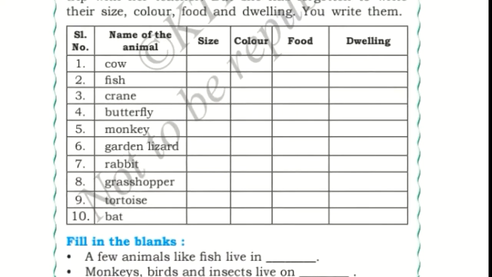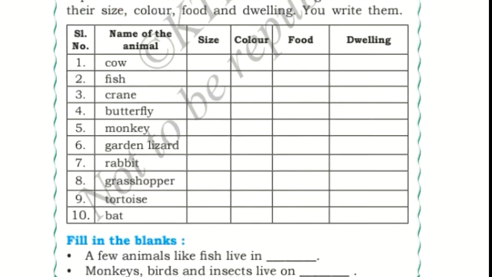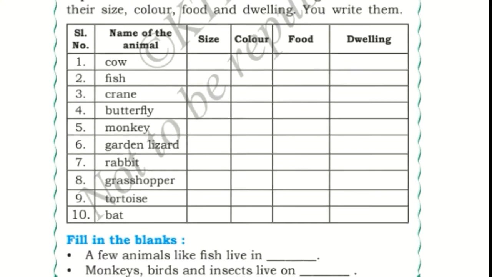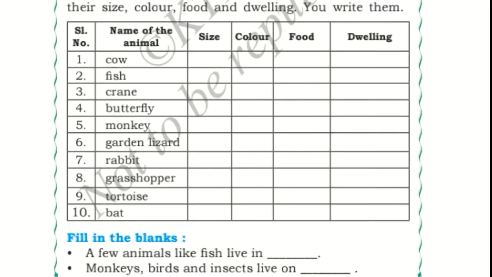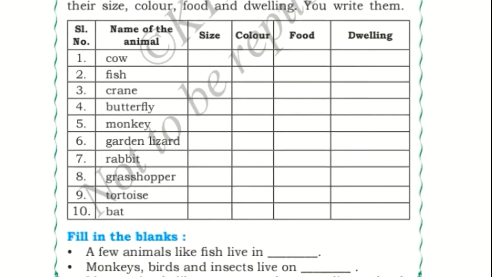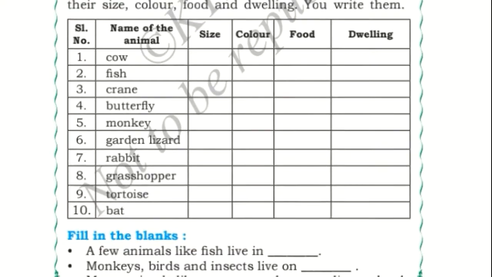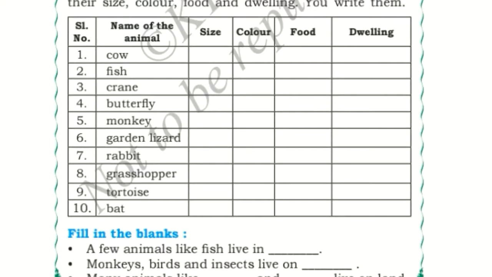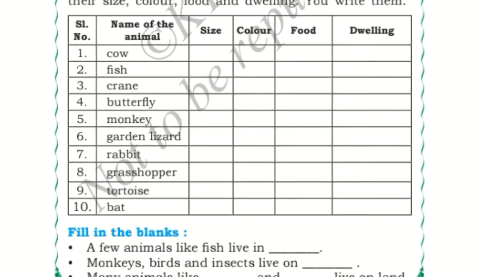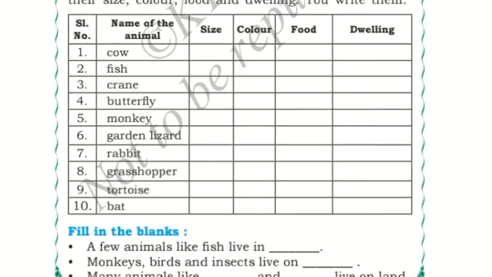Here one column is there. In that some of the names of the animals are there. We have to write the size, color, food and dwelling. Dwelling means the place where they live, of the following animals. So cow, what is the size of the cow? We can write big. Color, whichever color you have seen, you can write white, brown, black. Food, cow eats grass. Dwelling, the place where cow lives, it is shed.